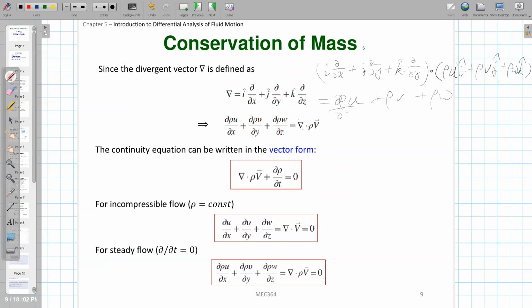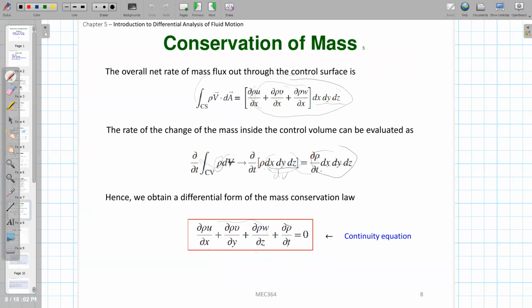So this is a vector form of how you can represent this term. And what is this term called? This term, which we derived, comes from the mass flux across the control surface. You can see that this term is only related to the velocity. If velocity is equal to 0, if u equal to 0, v equal to 0, w equal to 0, all this term is gone, it becomes 0.